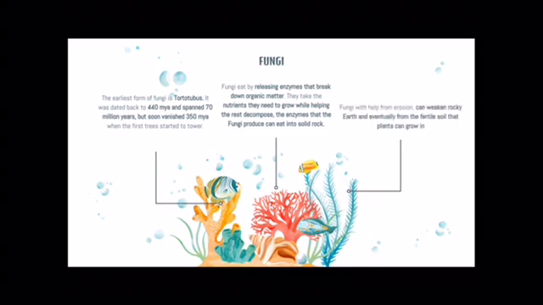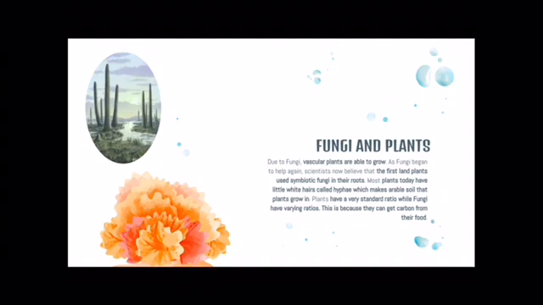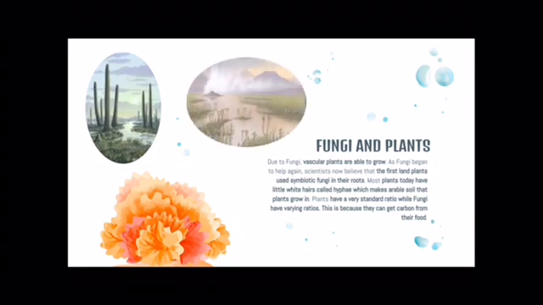The fungi, with help from erosion, can weaken rocky earth and eventually form fertile soil that plants grow in. Due to fungi, vascular plants can grow. Because of the presence of fungi in the Silurian period, vascular plants started to grow. Scientists believe that the first land plants used symbiotic fungi in their roots. Plants today have little white hairs on their roots called hyphae, which makes the soil more arable. The way to tell fungi and plants apart is by the carbon ratio in the plant or fungi.